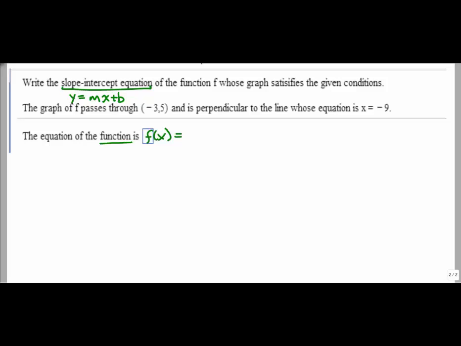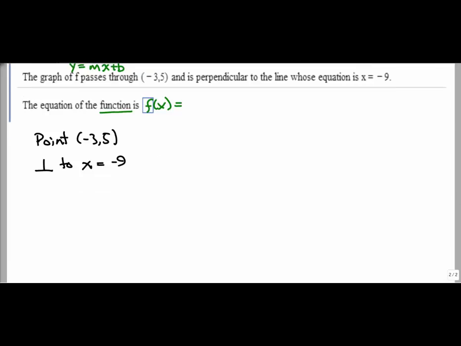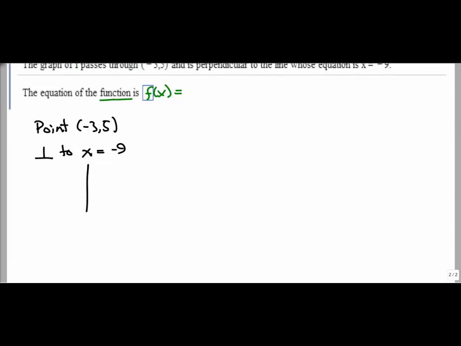The graph has to satisfy the given conditions. It passes through the point (-3, 5), so we know we have a point, and is perpendicular to the line whose equation is x equals negative 9. So it's perpendicular to x equals negative 9. Well, I want to take a quick graph of that. X equals negative 9. 1, 2, 3, 4, 5, 6, 7, 8, 9. Negative 9. Well, here's the line x equals negative 9 right here.